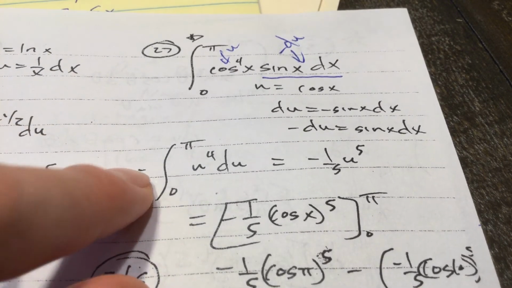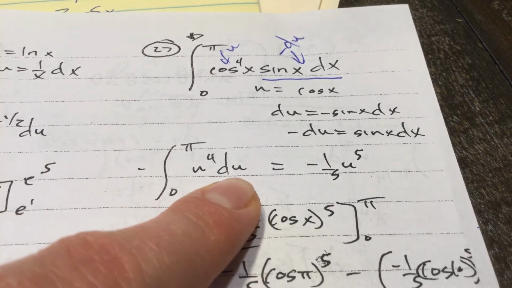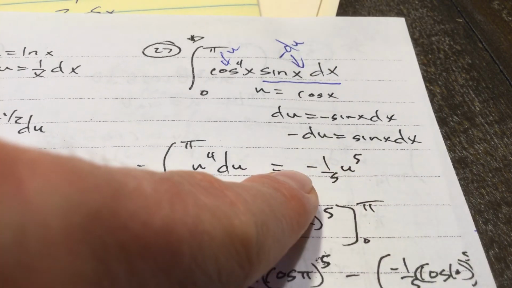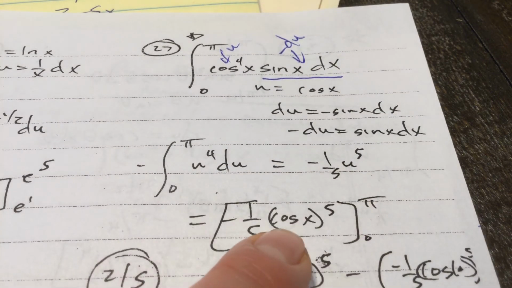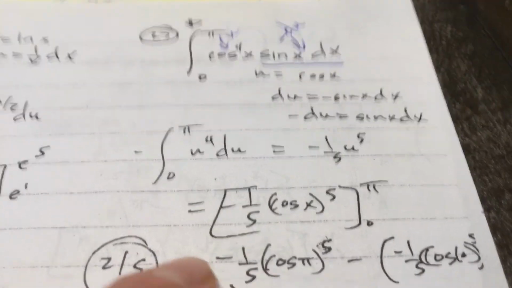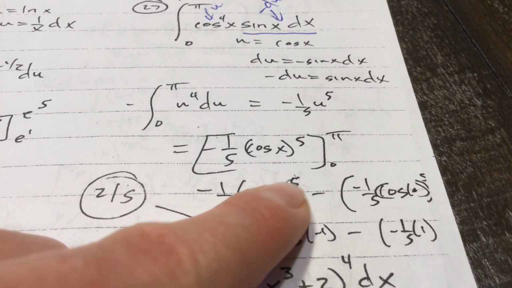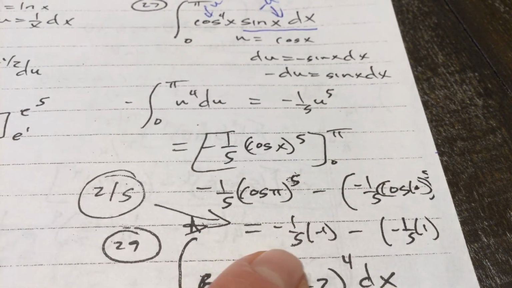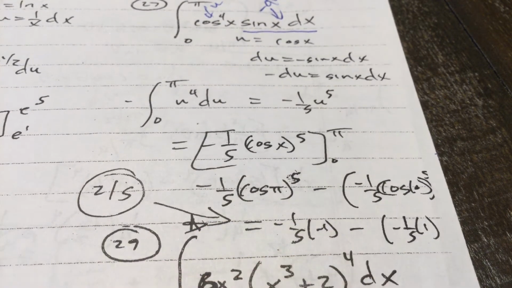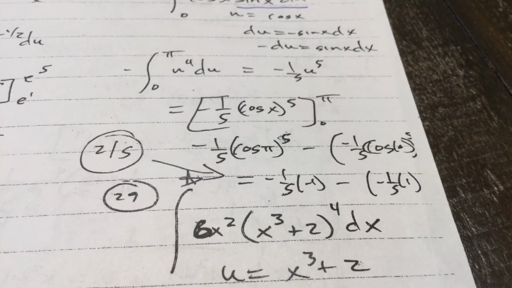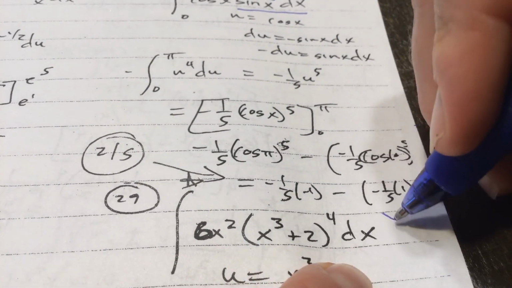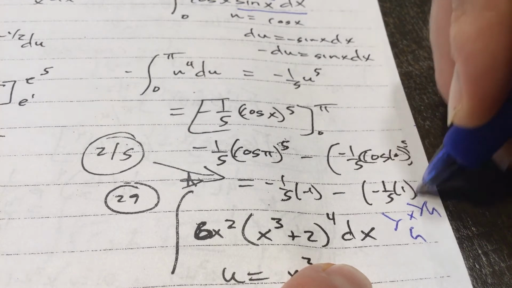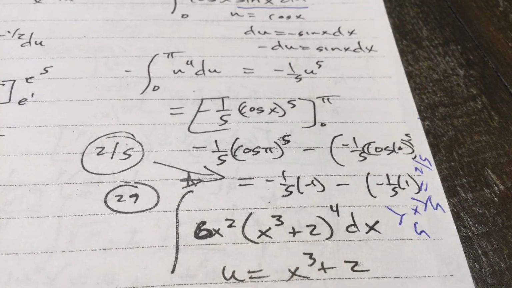This is a negative u to the 4th du. 1 power up divided by the new power. What is u? It is cosine. All right, so negative 1/5 cosine of pi to the 5th minus a negative 1/5 cosine of 0 to the 5th. And here it is. And I don't believe you see an answer. This should be 1/5 plus 1/5, right? 2/5. Looking good.